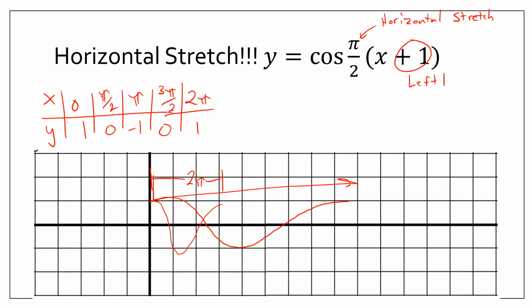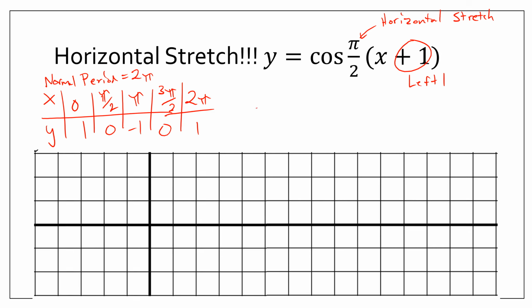But exactly how much is it stretching? That's what I need to do. And I have this formula to tell me exactly how long it's stretching. We know that the normal period is 2 pi, right? I repeat my pattern after 2 pi. That's something that we've talked about a lot.